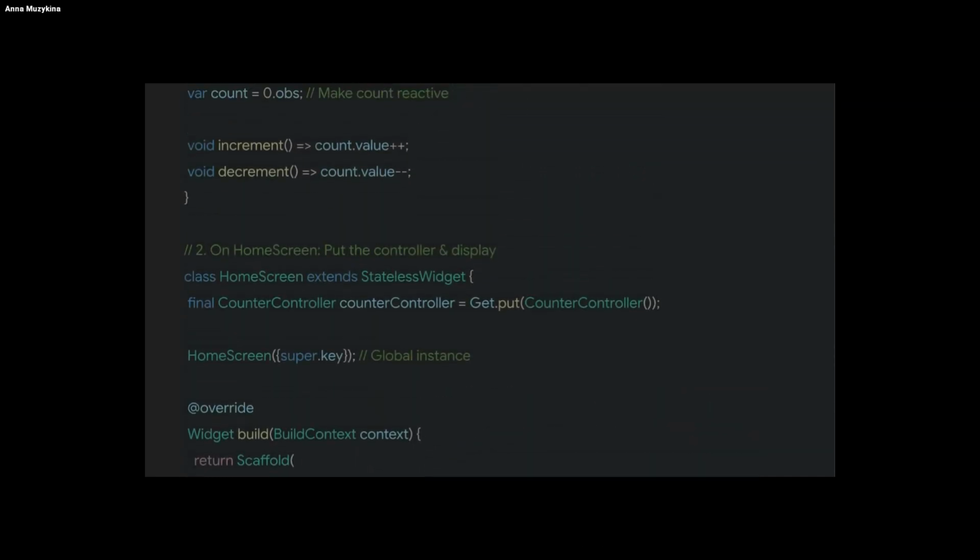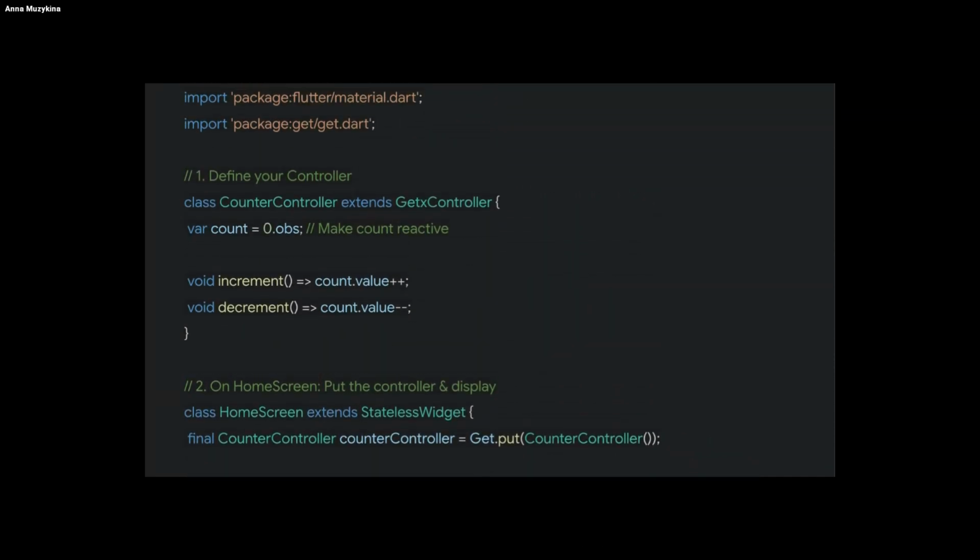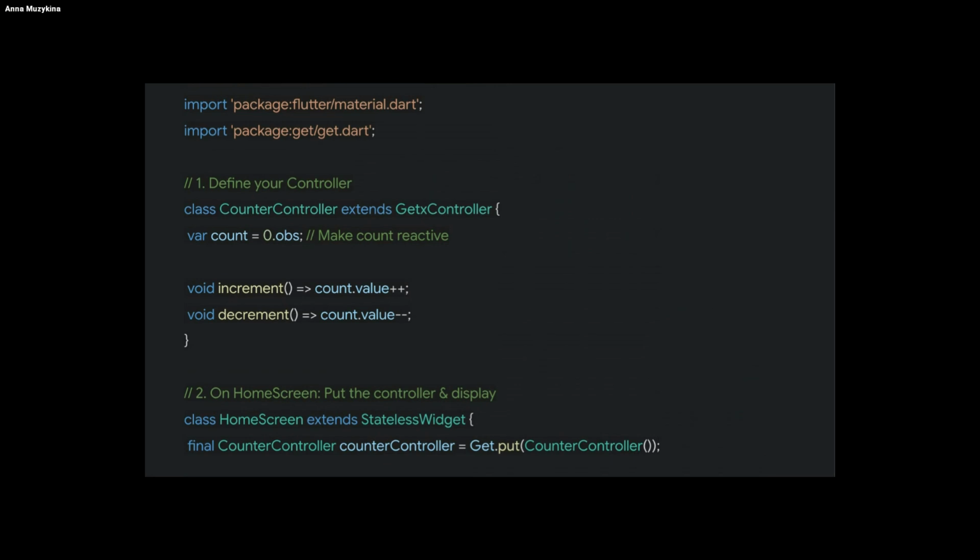Let's look at a concrete example. For example, a shared counter. In the GitHub repository, which I shared with you, you can find this example also. So, we defined a counter controller with an observable count. You can see how human-readable the code is. You can understand immediately what's happening.